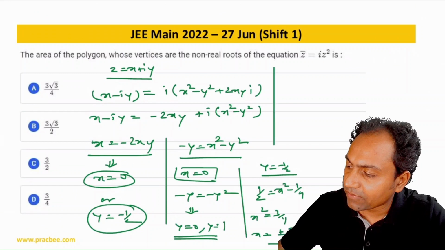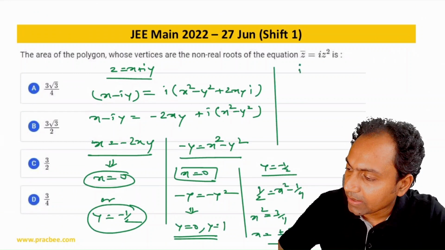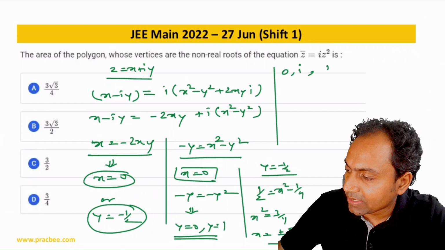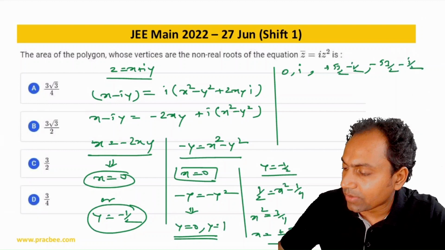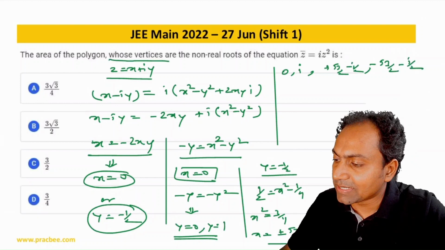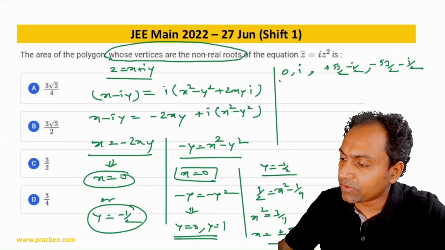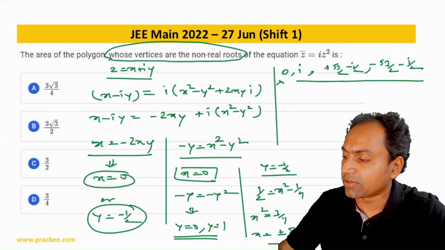One answer that we have got is nothing but I. Another one is 0. Then there is plus root 3 by 2 minus I by 2. And then there is minus root 3 by 2 minus I by 2. Now the question very clearly says that the vertices are non-real roots. That means we need to neglect the 0 and consider the other roots.